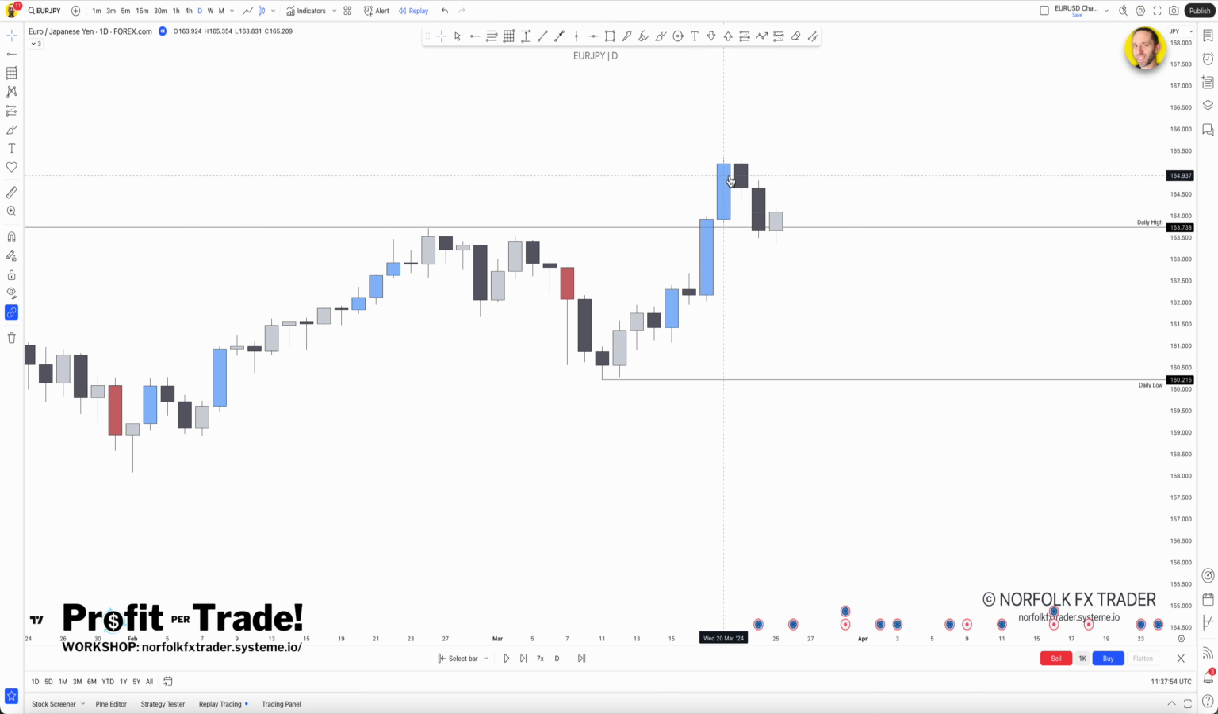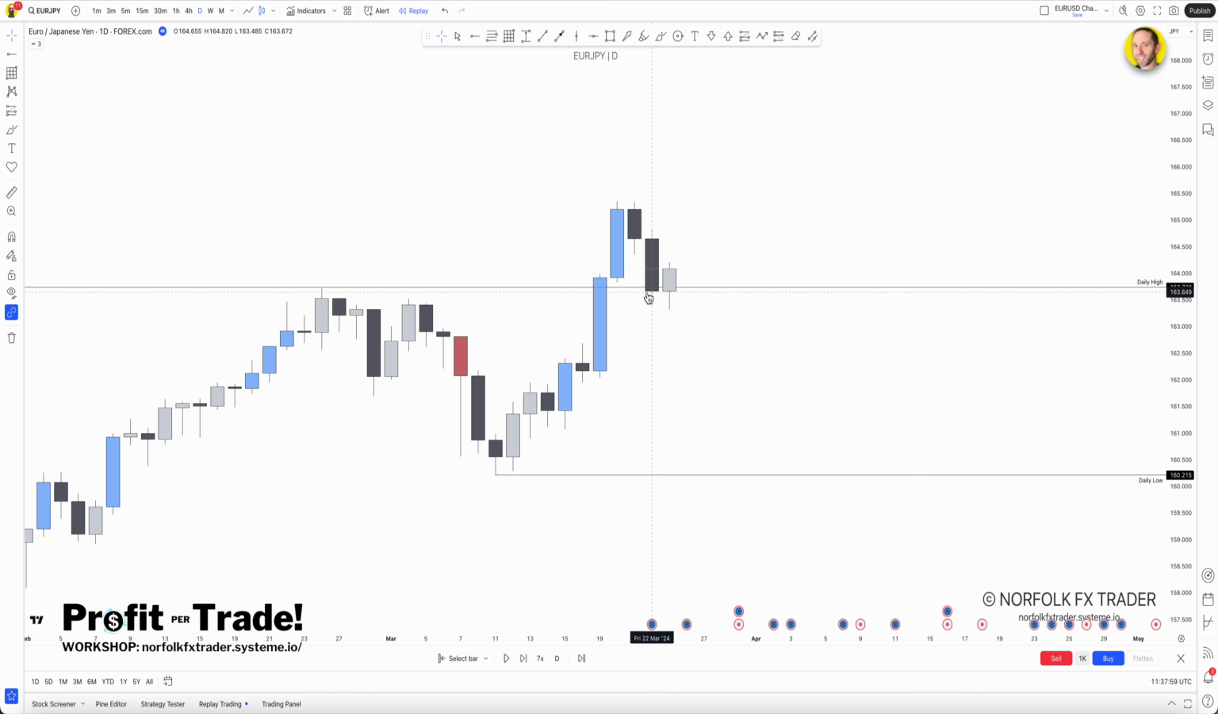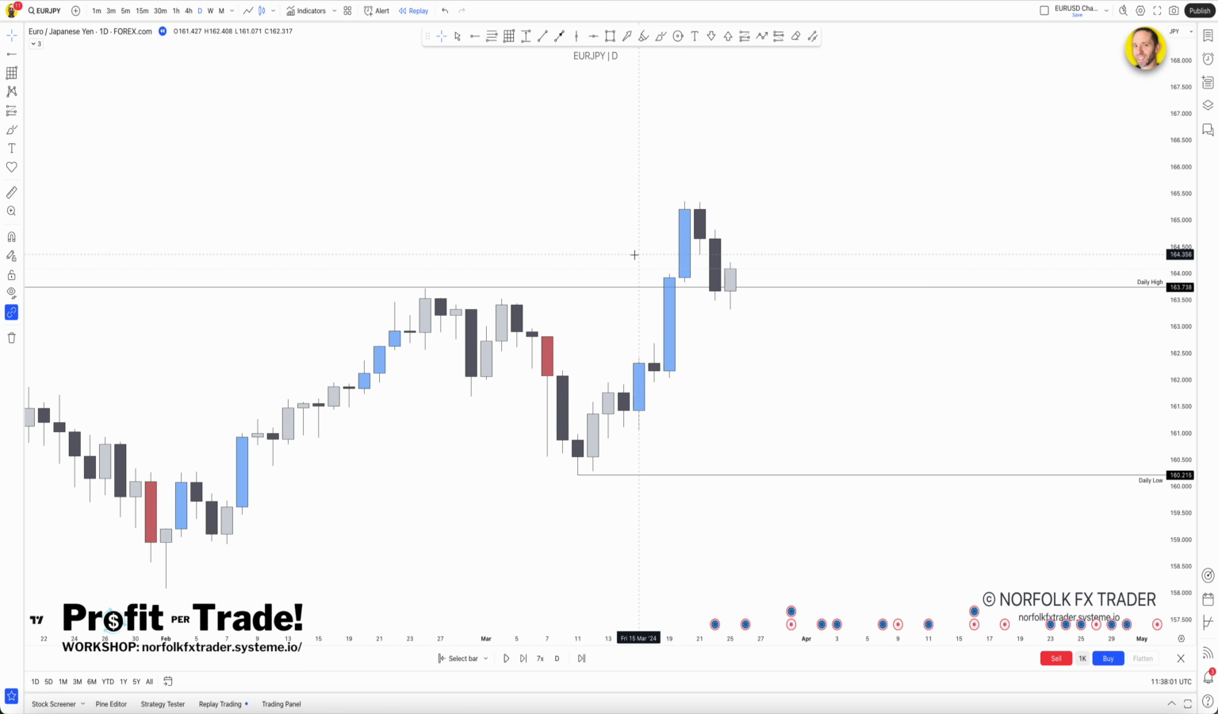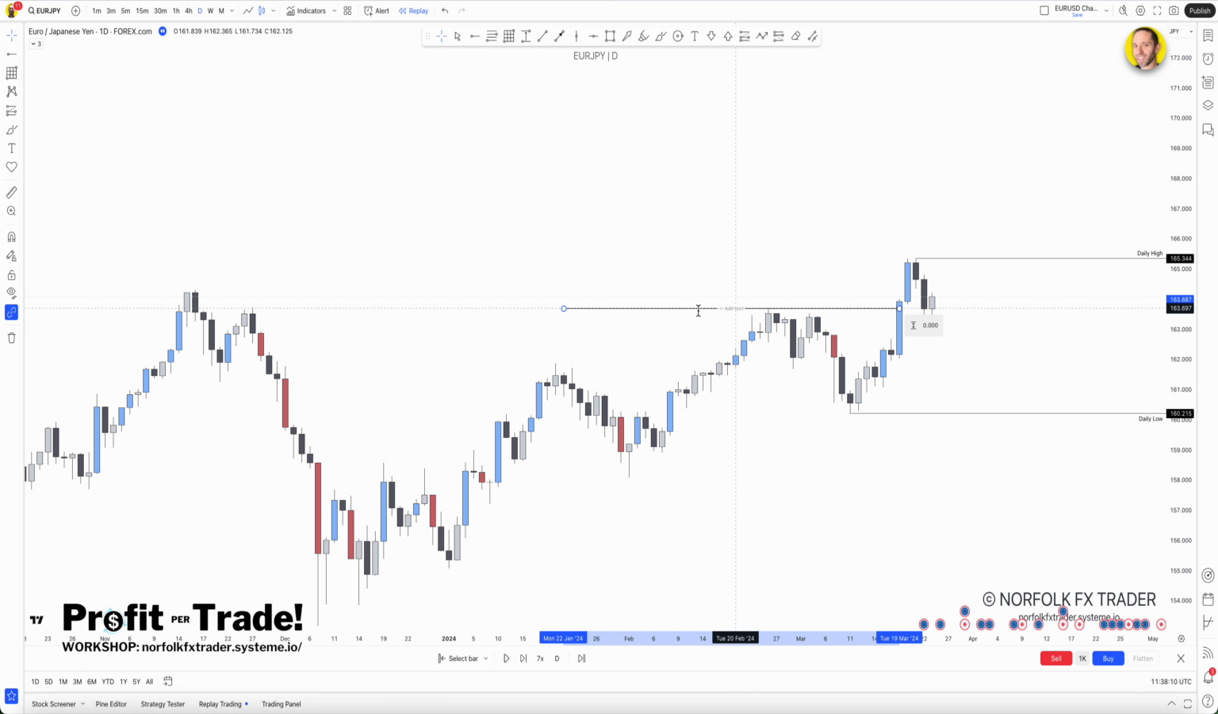We then break out. What we're looking for, again, is the first closure down. This is a close below this previous candle's low. So let's just mark this high as a valid trading high, and we can use this as our break of structure there. So there's our break of structure.